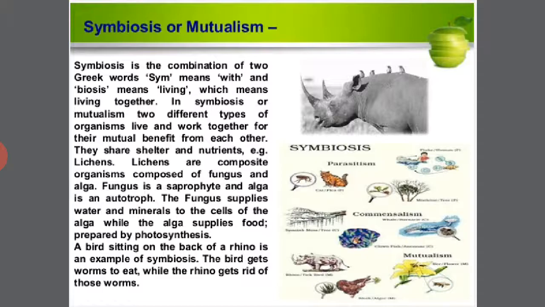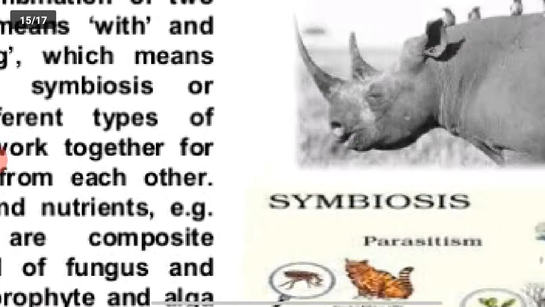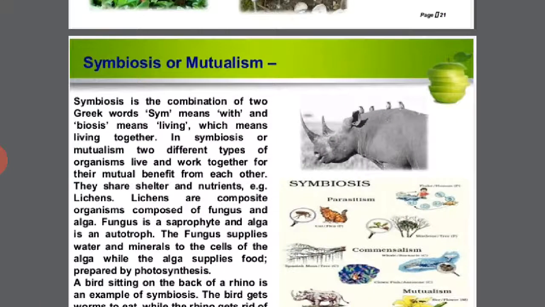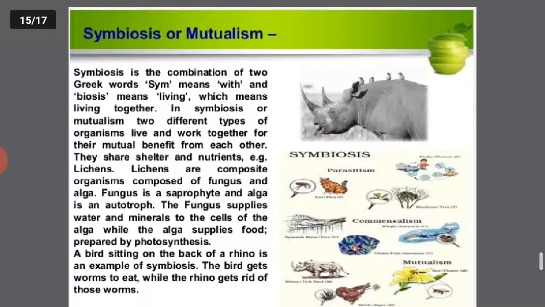Okay, a bird sitting on the back of a rhino is an example of symbiosis. The bird gets worms to eat while the rhino gets rid of those worms. Got it? You can see in the very first picture, topmost over there, on the back of the rhino some small birds are shown. That is a very interesting example of symbiosis or mutualism. Both are benefited with this process.